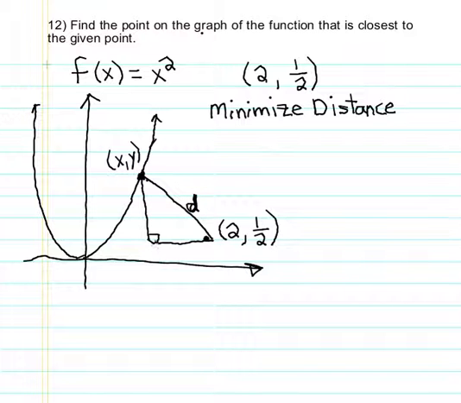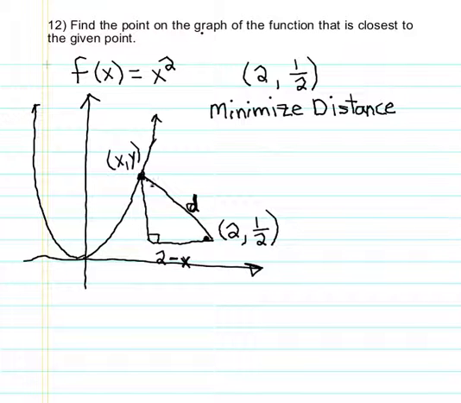The distance horizontally between these two points, 2 and x, is the distance along the x-axis. So if we subtract the x value here from the x value here, or vice versa, I'm going to say 2 minus x, that would be the horizontal distance along this right triangle.